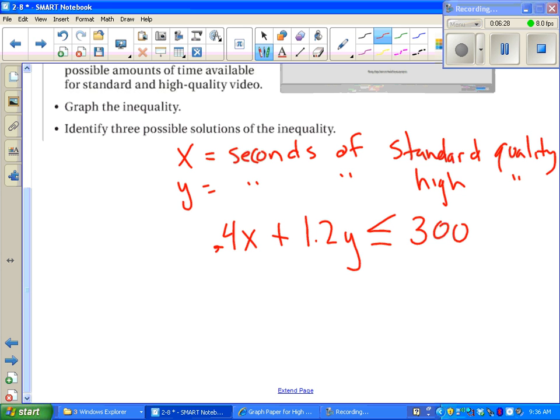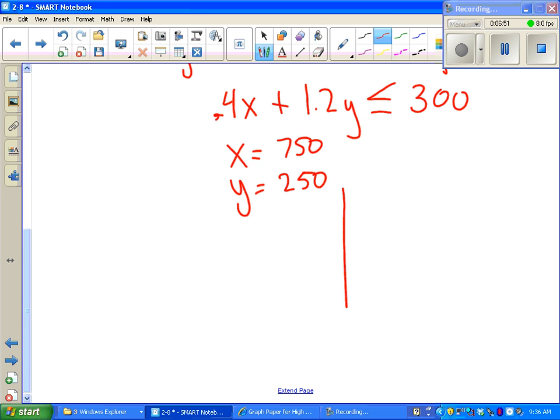Again, since this is a word problem, and we've got some weird numbers, we'll probably want to come up with a range of values for X and Y. The way I'm going to come up with that is by figuring out what would my X and Y intercept be. And I'll do that by plugging in 0 for Y. And I notice I get 750. If I plug in 0 for X, I notice I get 250. So that tells me where I can put my X and Y axis at. I'm going to go all the way out to 750 and 250.